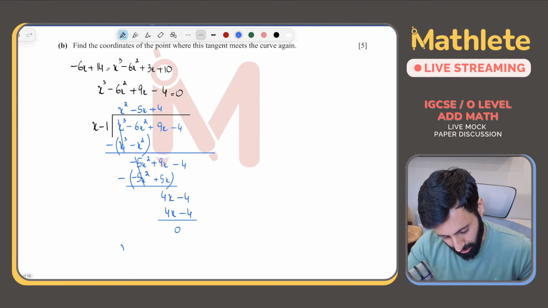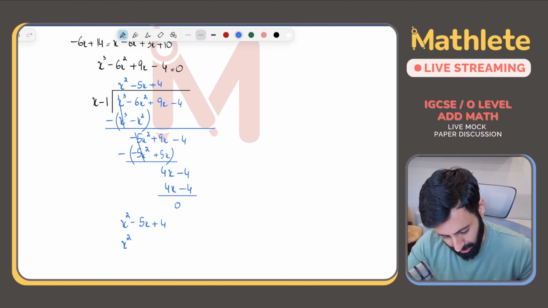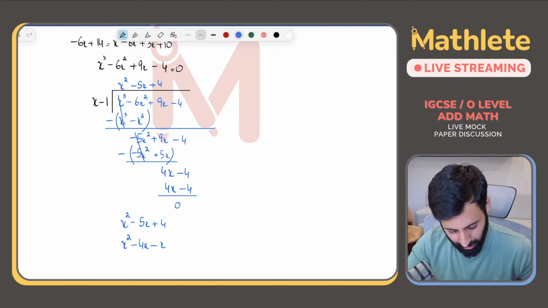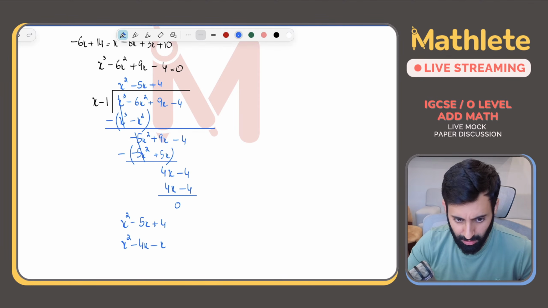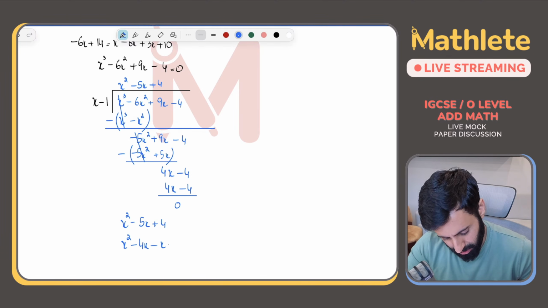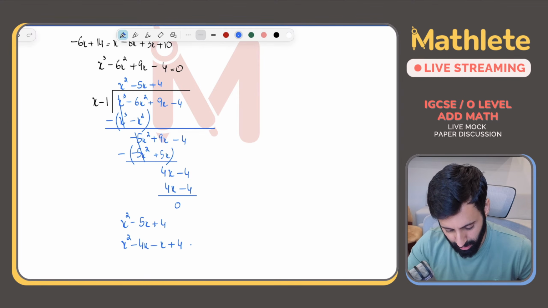So that means all that's left for us to do now is to further factorize x squared minus 5x plus 4, which leads to the conclusion that it's x squared minus 4x. Synthetic division is allowed. Plus 4 equals 0.